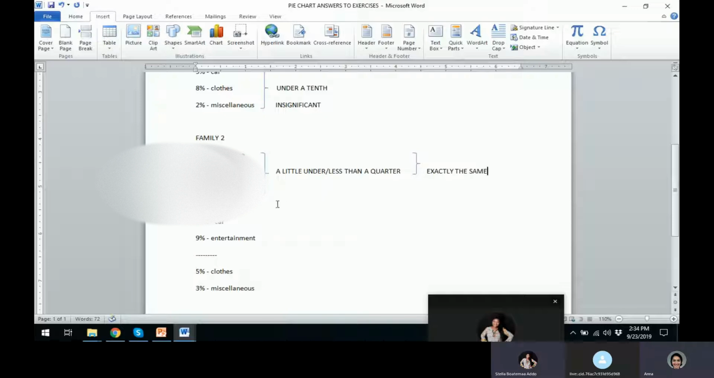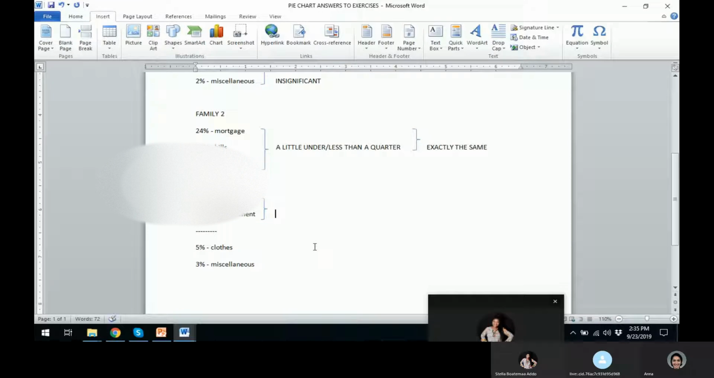Okay. How about car and entertainment? How would you classify them? Car will be more than a tenth? How about 9%? Under a tenth. A little under a tenth.